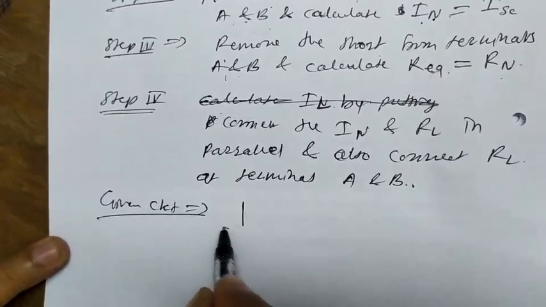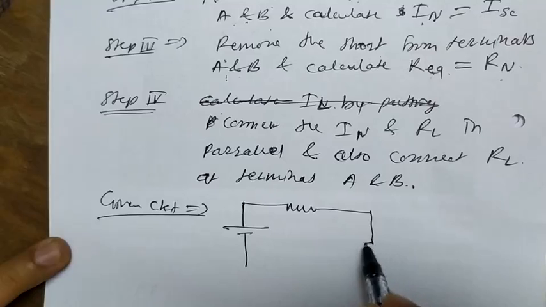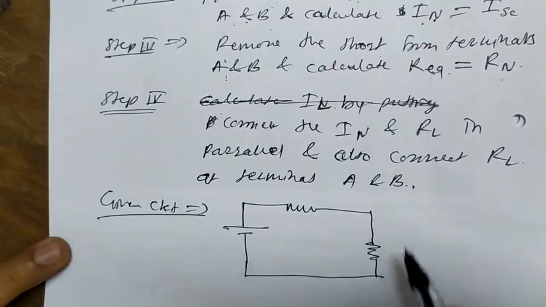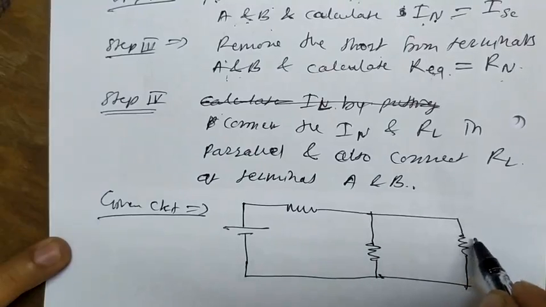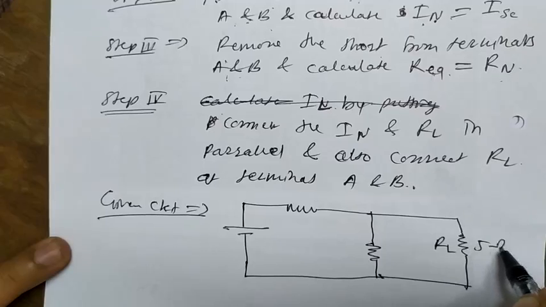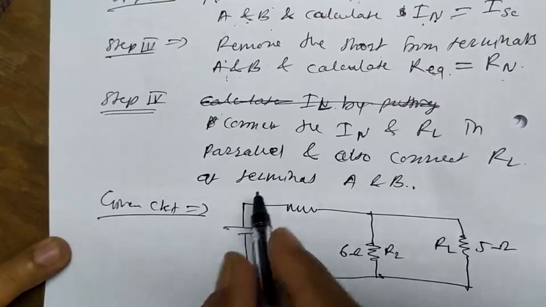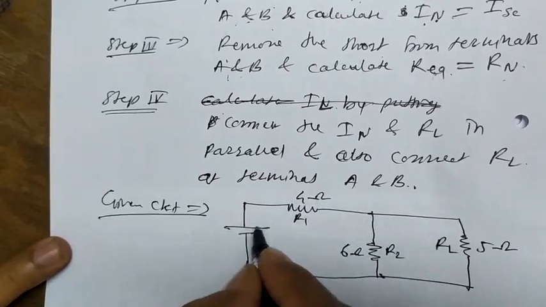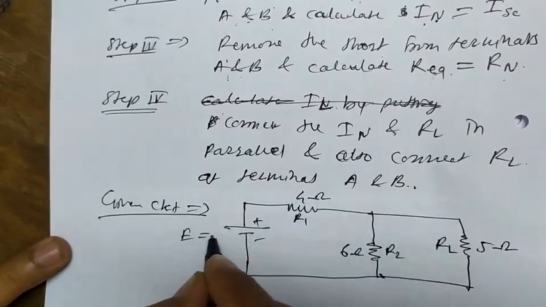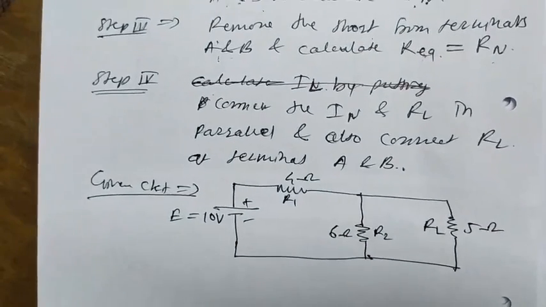Suppose we have a voltage source here, we have a resistance here, we have another resistance here, and here the load resistance RL. Suppose the load resistance RL is 5 ohm, this is R2 which is 6 ohm, this is R1 which is 4 ohm, and this is E which is suppose 10 volt. Now suppose this is the given circuit.